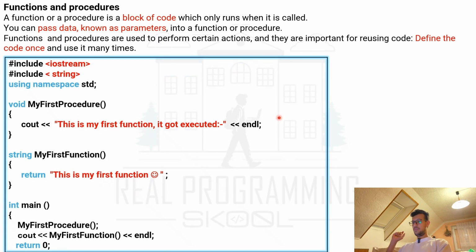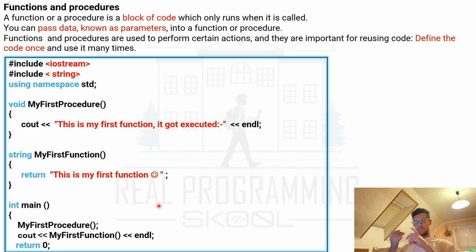Now I have here a small program. Hashtag include iostream, hashtag include string, using namespace std. Here, when we want to define a function or procedure, we define them above the main function. So from this lesson and in the future lessons, all our programming will be through functions and procedures. We'll program our programs using functions and procedures.